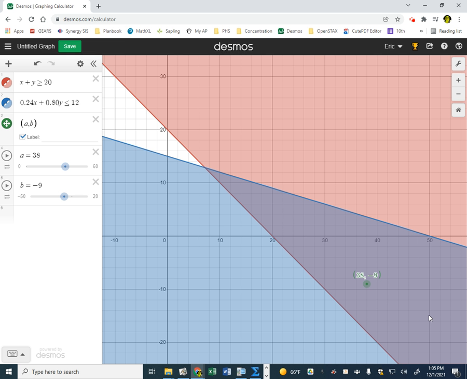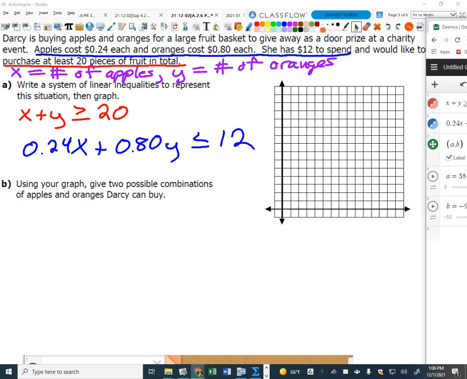Okay, what's wrong with that? It says I could buy 38 apples and -9 oranges. Yeah, you can't buy -9 oranges, right? That's not possible to do. So what's wrong with this? What other inequality should we maybe include here?